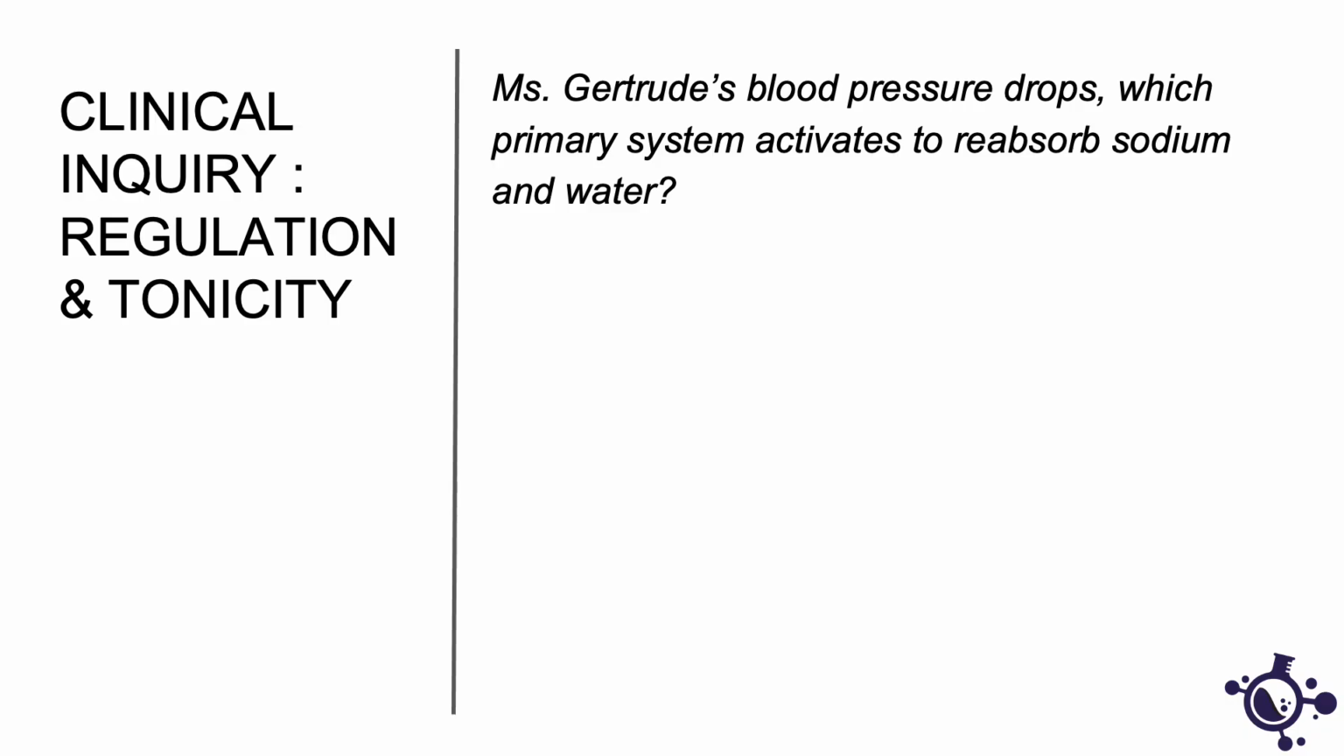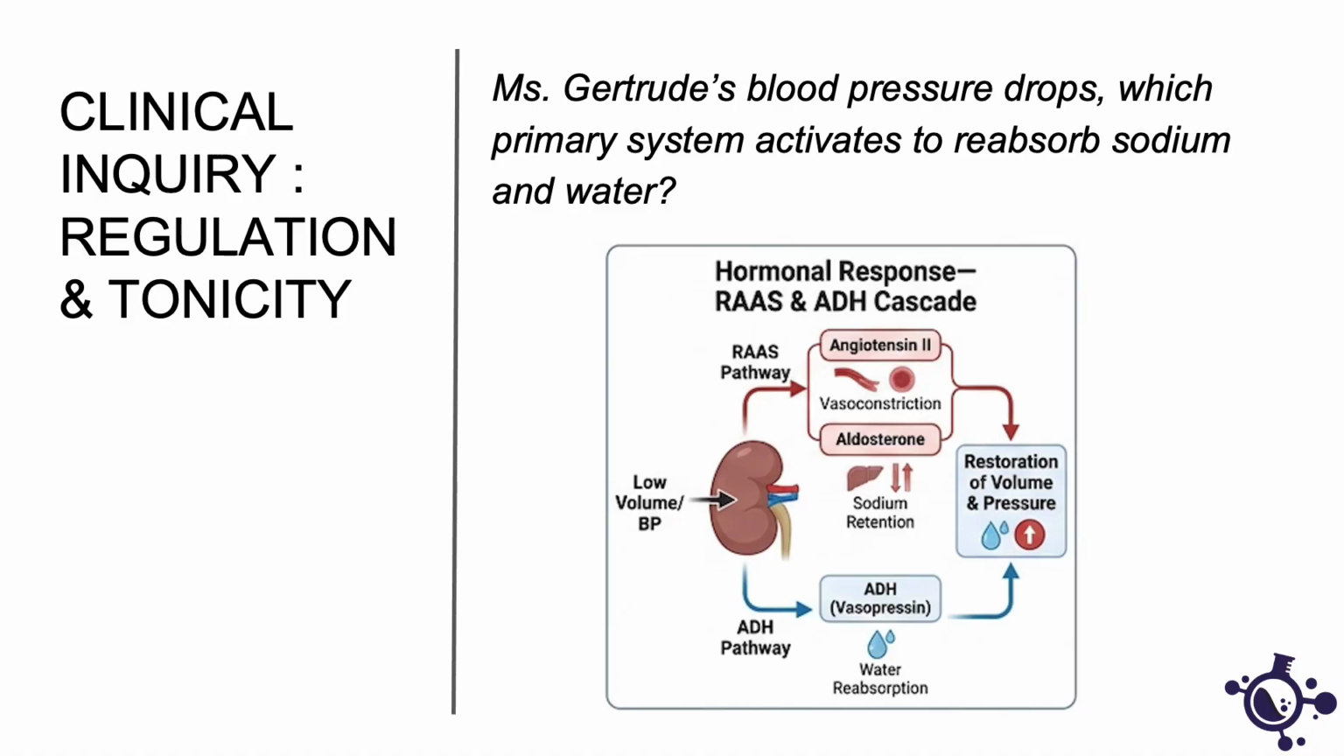As Miss Gertrude's blood pressure drops, which primary system activates to reabsorb sodium and water? Because the body doesn't like that, right? If the kidney senses that there is some volume loss, it's going to start to kick in and start releasing some hormones. It's going to start the renin, angiotensin, aldosterone system, as well as activate ADH, antidiuretic hormone, so that it can reabsorb sodium, reabsorb water, and hopefully then increase the blood pressure.